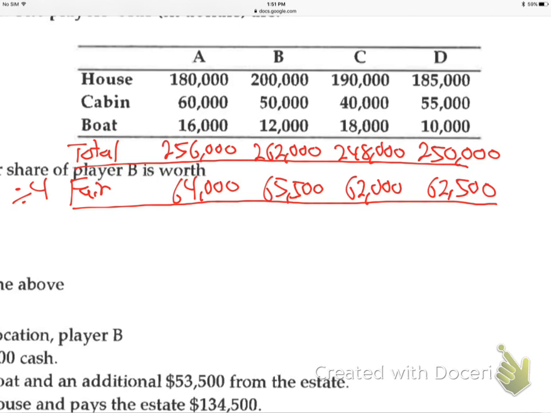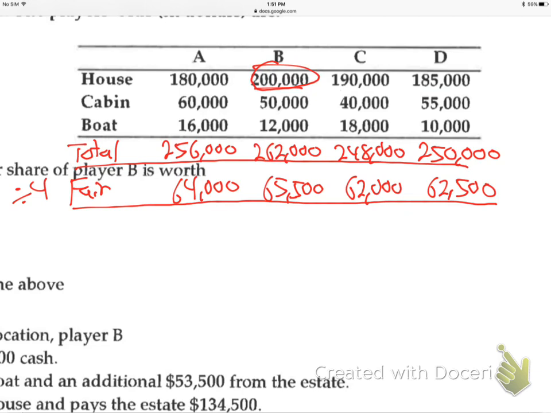Okay, now that we've got the fair share, we've got to give away the objects. So who gets, let's start with the house. Who gets the house? Remember, you look at how they bid on the house, and whoever bid highest on the house gets it. B, right? B gets the house because he bid the highest.